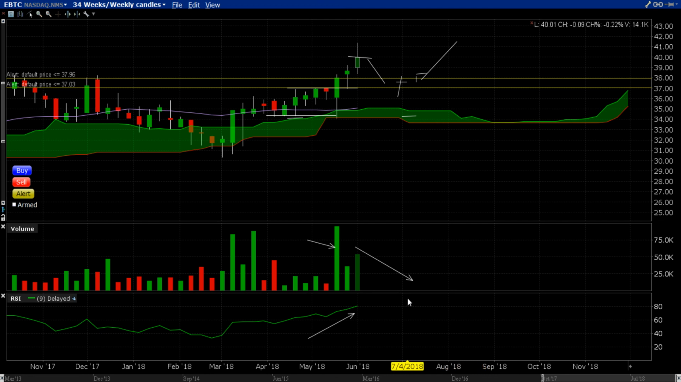So that's it for EBTC, man. Looking good. Stage 2, opportunity to get in now, a few weeks after the initial breakout, or just wait a few more weeks for that pullback to happen and then get in there.